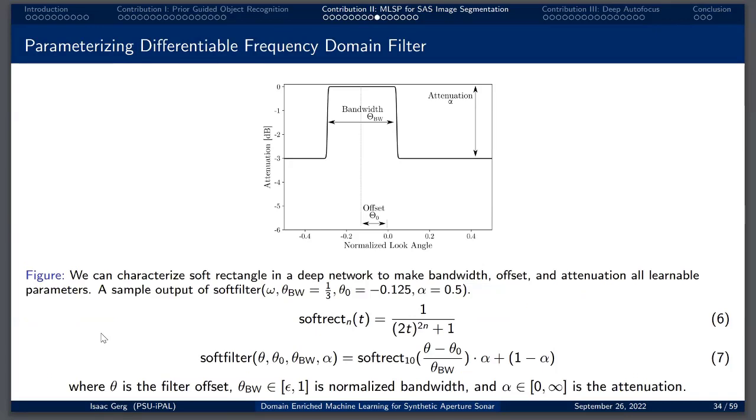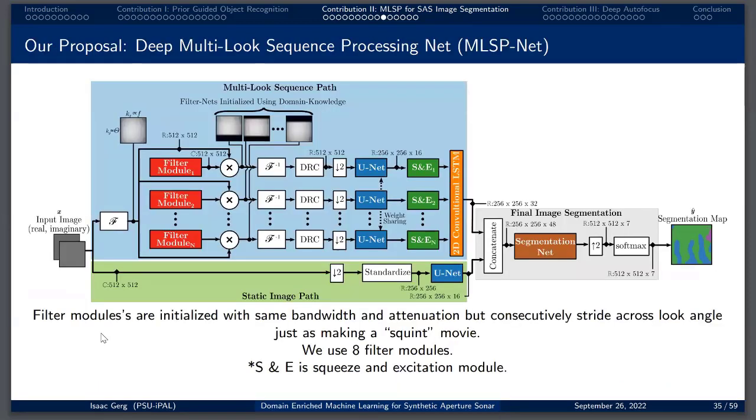So here, what I've done is I just picked 10, which seems like a reasonable trade-off for the filter response. And now I can characterize the filter by its offset, its bandwidth, and its attenuation, to make all these parameters learnable as the training process goes. So putting this all together into a segmentation network, from the highest level view, we're starting with our single look complex image, so this is real and imaginary. And we're going to be outputting a segmentation map where each pixel corresponds to a vector of probabilities of what the probability of a particular class is.